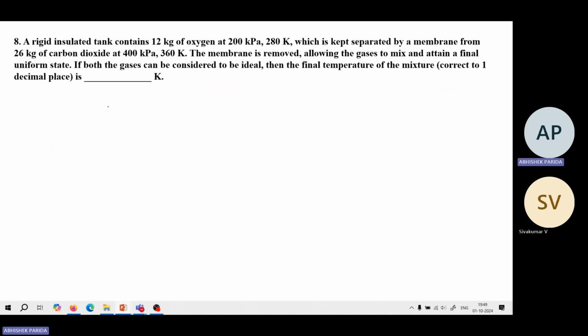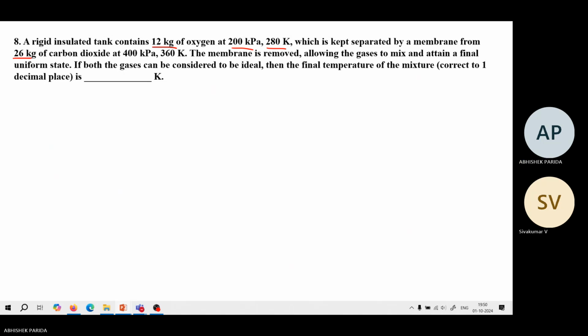A rigid insulated tank contains 12 kg of oxygen at 200 kilopascal, 280 Kelvin, which is kept separate by a membrane from 26 kg of carbon dioxide. First and foremost, whenever you see mass is given, be very happy, because then the calculation will be simpler or the solution will be shorter. From mass you can directly calculate moles, but from volume you have to first come back, calculate the mass.